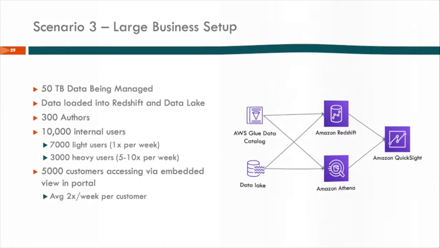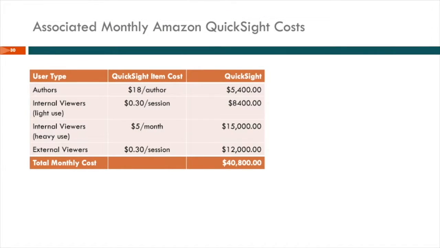So obviously prices are going to go up here. But we're still looking at $5,400 a month for authors, $8,400 for internal viewers that are light users, and for heavy users about $15,000 a month. Remember, $5 a month on those, and $12,000 for our customers. And so we're at about $40,000, $41,000 a month on that one, right?